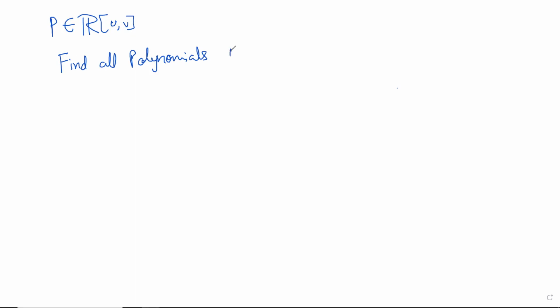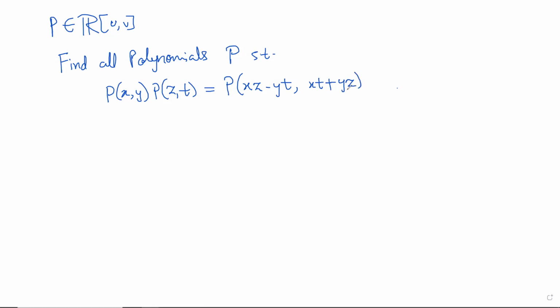Find all polynomials P such that, so I'll just write the question and then I will explain the context to whoever has joined new. Yeah, I think now it's okay. Such that this is equal to xz minus yt and xt plus yz. Before we discuss this, I have also not tried it.